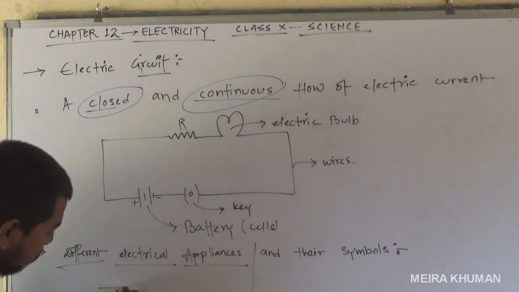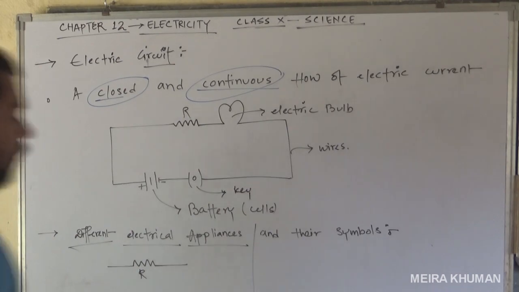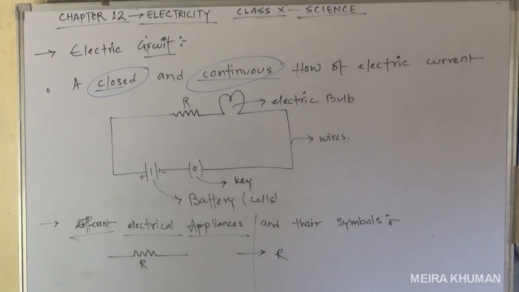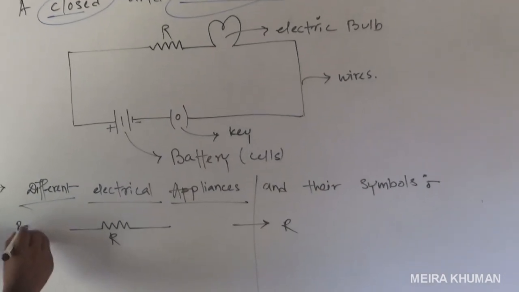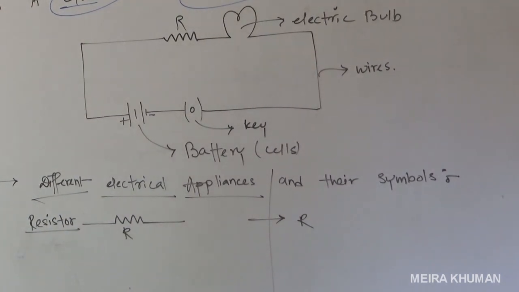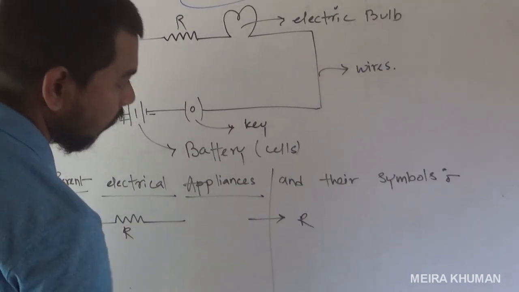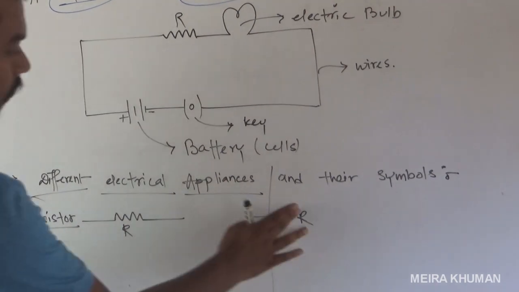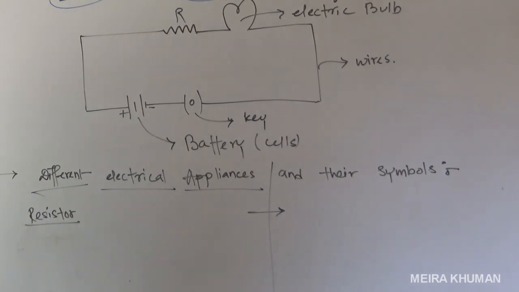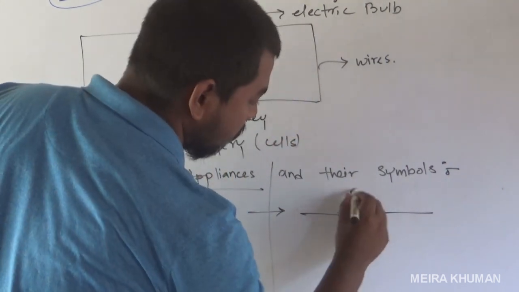So number one, this is what you call a resistor. R is the resistance here. So the symbol for the resistor is what? This is a resistor. So this is the symbol for resistor. Sorry, I made a very silly mistake. This is a resistor and this is the symbol of that particular resistor.